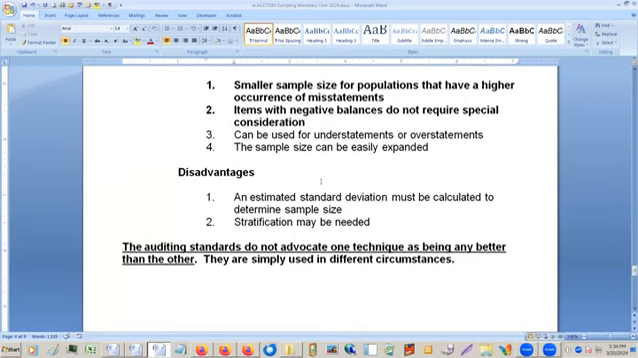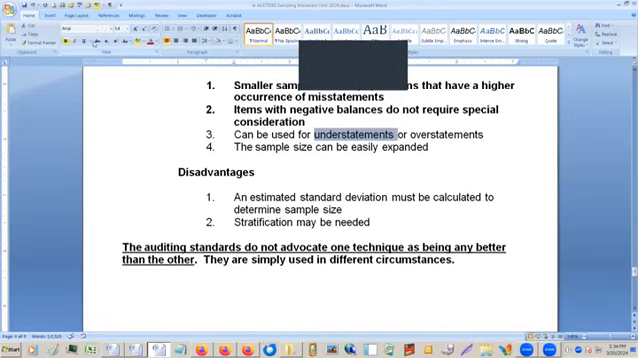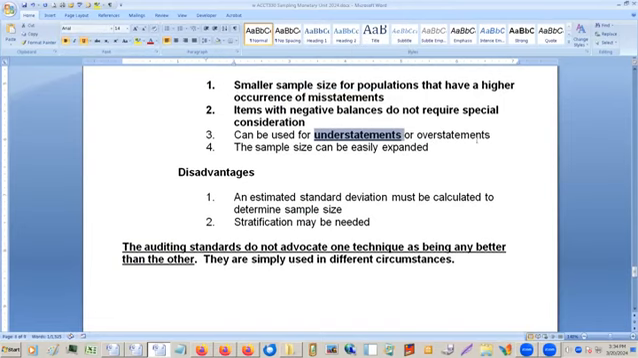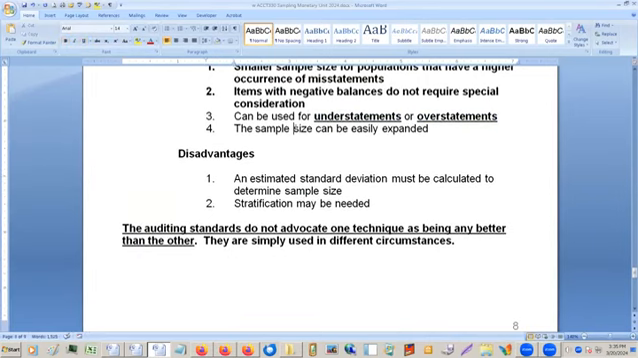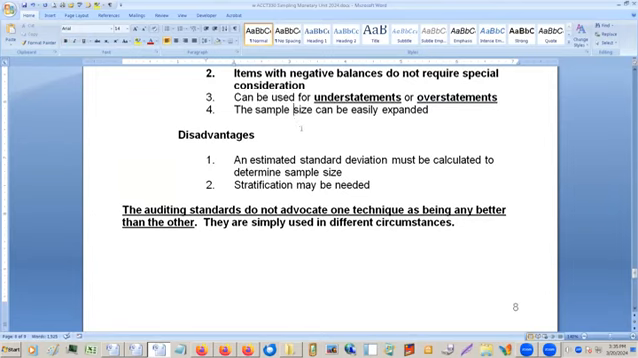Can be used. This is the important part. Can be used for understatements and overstatements, and if you're not sure, this is the method to use. The classical sampling, and the size can be easily expanded. If you're at 95% level, you want to go to the 99% level, you can do that. Go through the formula, tell you how many more you have to pick randomly, and all of a sudden you're at 99% level.